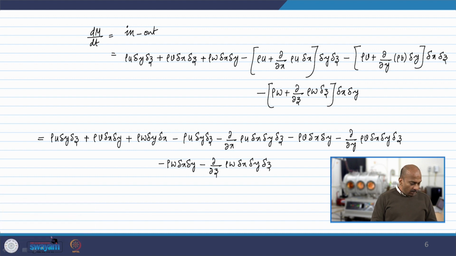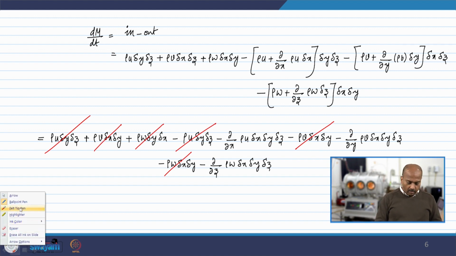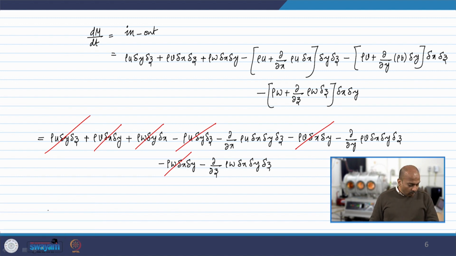Now we can see that some terms will of course get cancelled. This term will get cancelled, this term will get cancelled, this term will get cancelled, right. So, what are we left with? We are left with the remaining terms. We will gather all those terms; the sum of those is equal to the rate of change of mass, dm by dt.